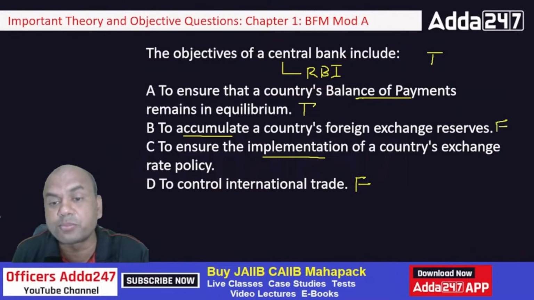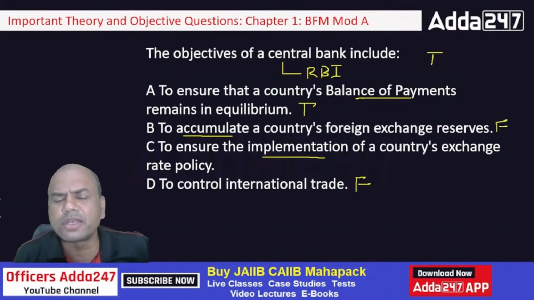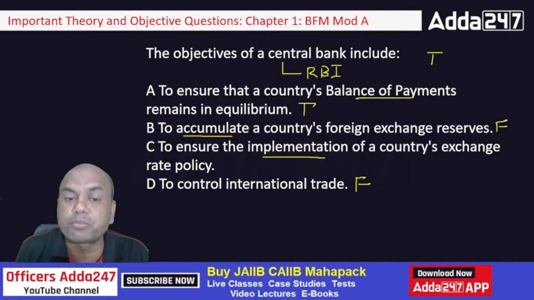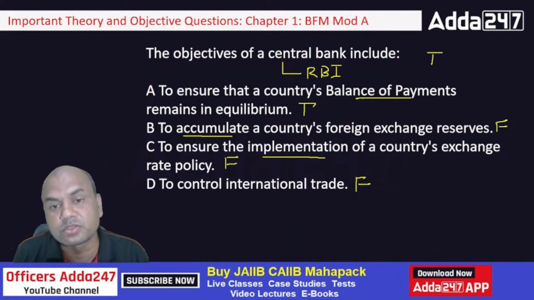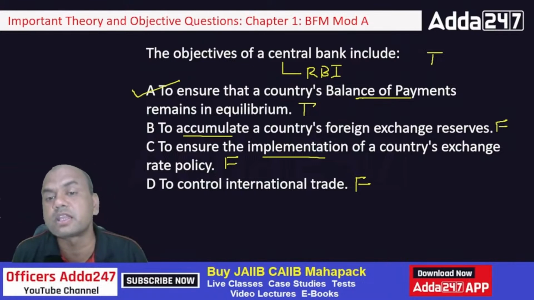To ensure the implementation of the country's exchange rate policy. What do you mean by implementation? Implementation is not done by RBI. RBI gives the directions and commercial banks have to implement them. Each bank has to implement it on its own. So the correct answer becomes only A: to ensure that the country's balance of payment remains in equilibrium. This is the main job of RBI.